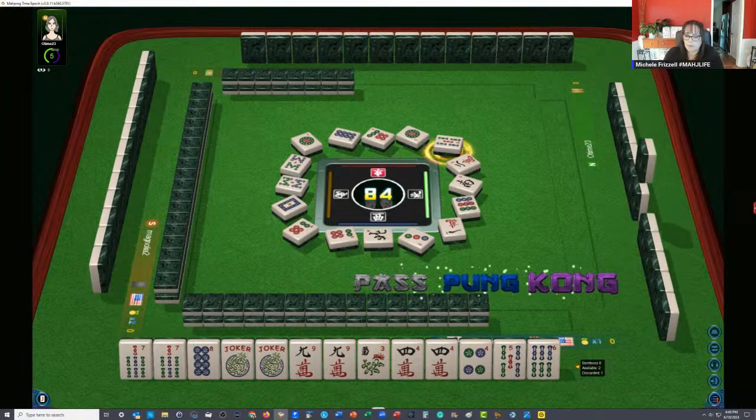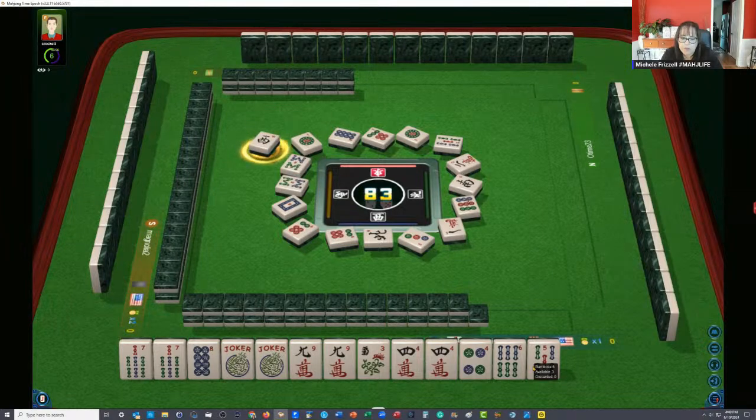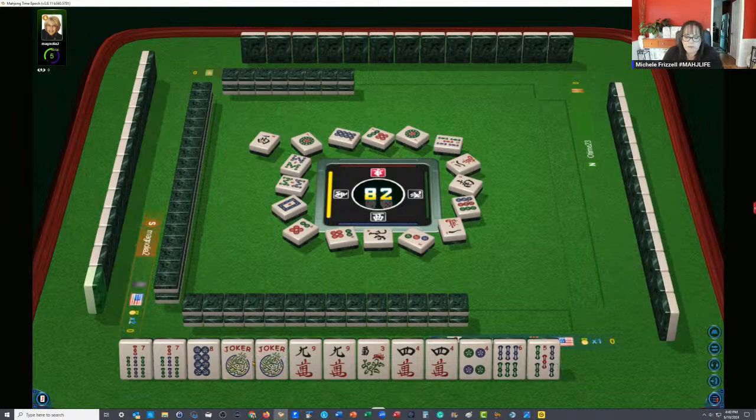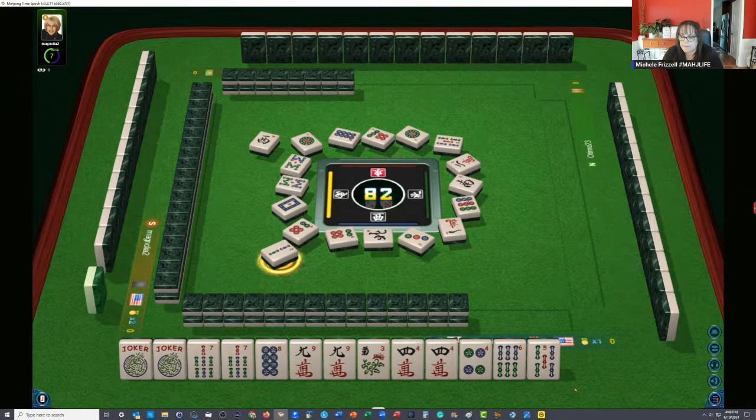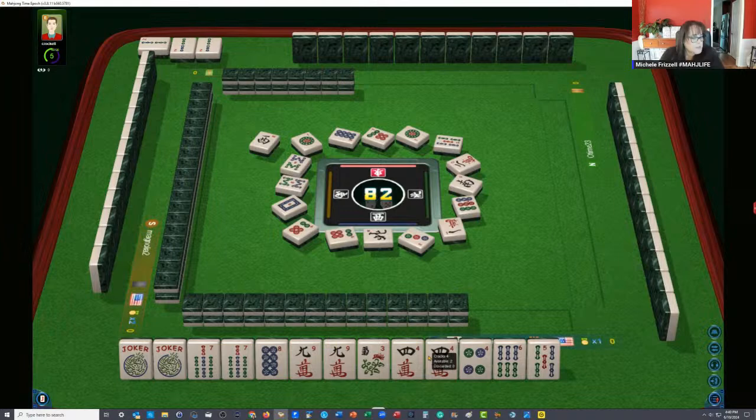5 bamboos. Okay, so we're going to pass. West wind. So we're ready to Kong 2 blocks if we use the jokers for the 7 or the 9 anyway. 2 bamboos. We have 3 discards in joker bait still. We want to try to get the joker bait to 60 tiles. That's the sweet spot for joker bait. Green dragon.